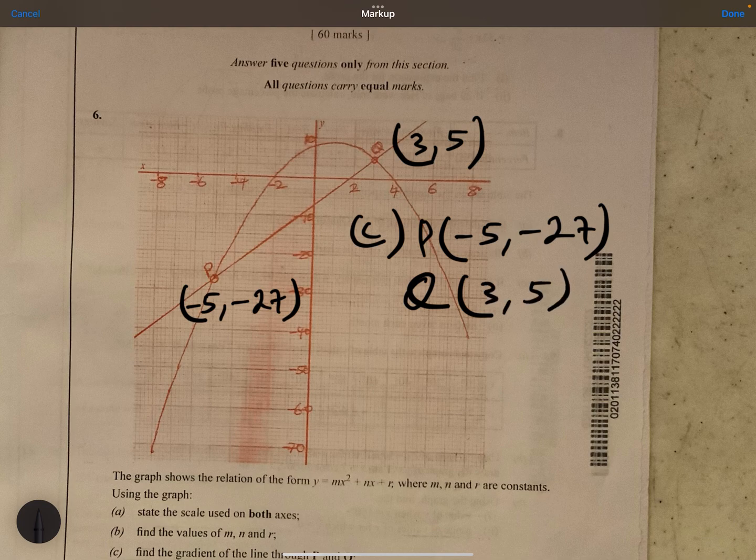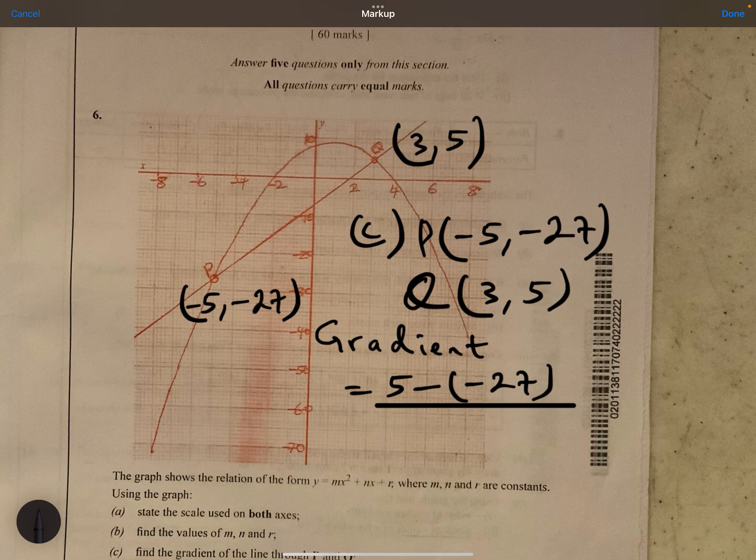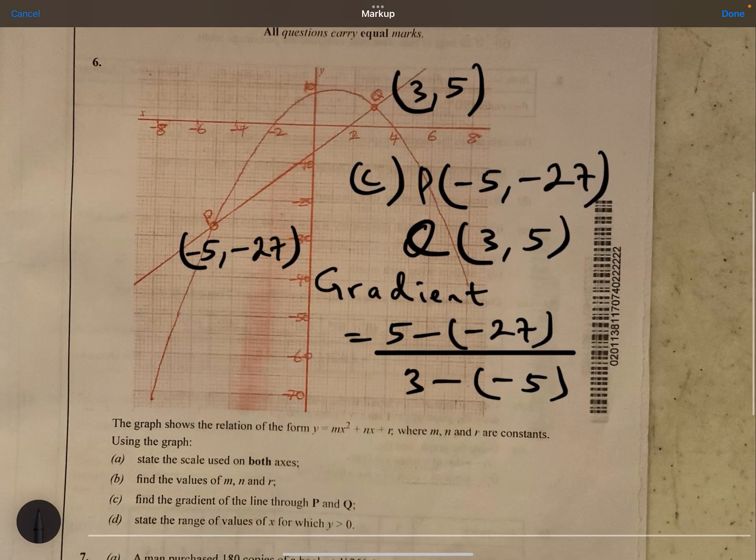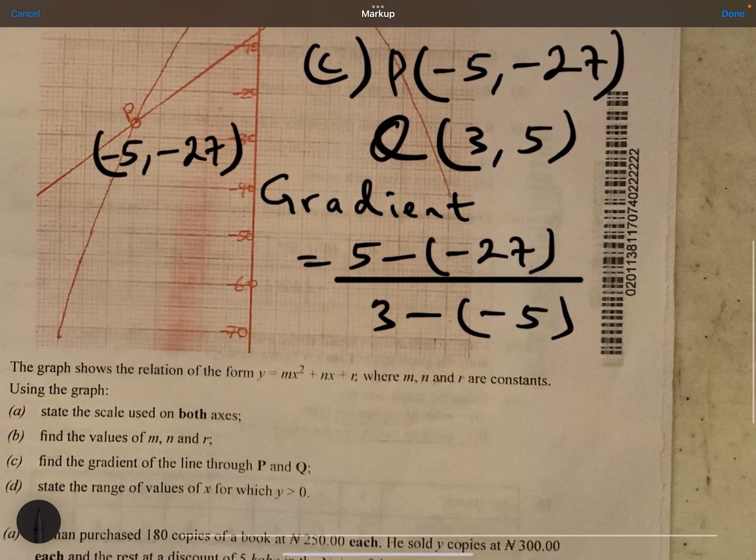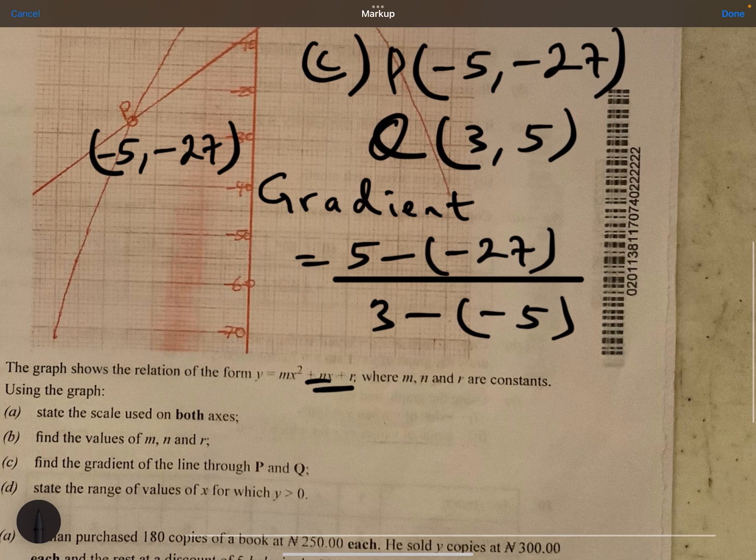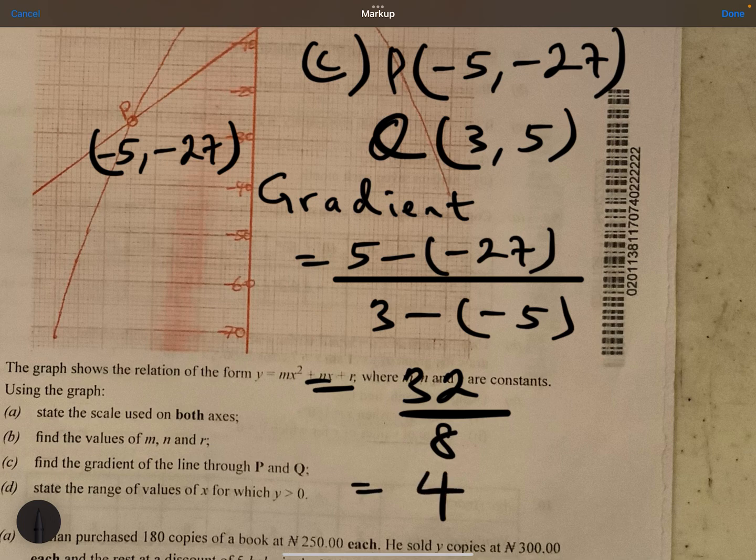So that simply means the gradient of the line PQ is equal to change in y over change in x, which means 5 minus minus 27 all over 3 minus minus 5. That's equal to 32 all over 8, which is equal to 4. So the gradient of the line through P and Q is 4.